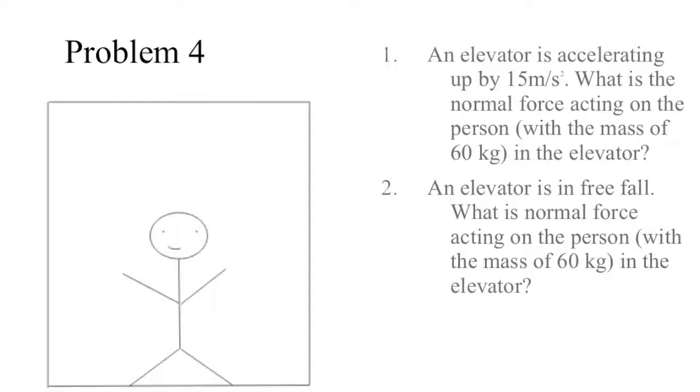Problem 4, first part. An elevator is accelerating up by 15 meters per second squared. What is the normal force acting on the person with the mass of 60 kilograms in the elevator? Part 2. An elevator is in free fall. What is the normal force acting on the person with the mass of 60 kilograms in the elevator?